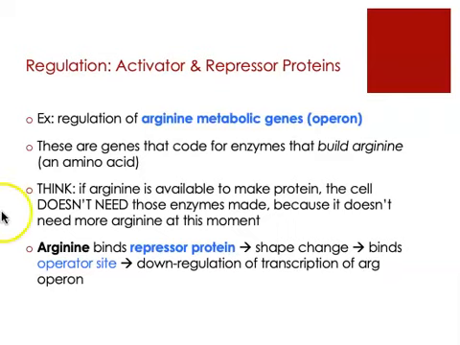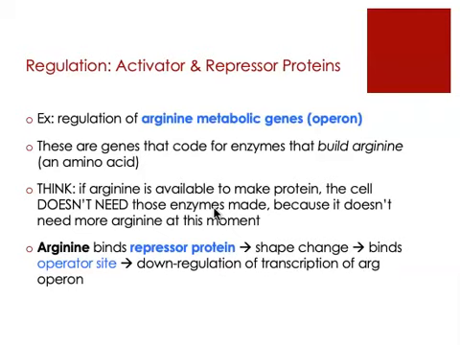Now, let's imagine a situation where a bacterial cell has lots of arginine available. And remember, the cell is going to use that arginine and other amino acids to make protein. So there's plenty of arginine available in that cell right now. So that means that the cell does not need to transcribe and translate this operon. It doesn't need to make those enzymes because it doesn't need to build any more arginine right now.